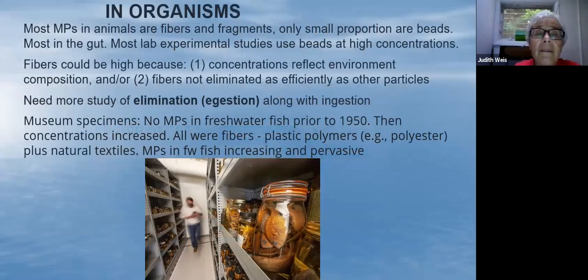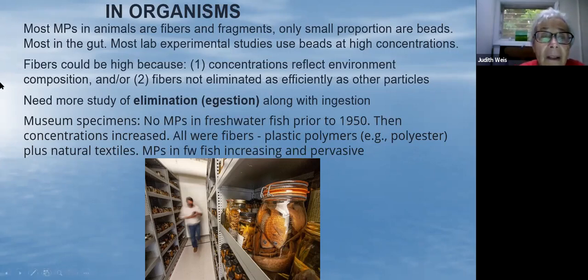Again, in organisms, most of the microplastics in animals are the fibers and fragments, and a very small percentage are the beads. Beads is the same as spheres. And they're mostly in the gut. And most lab experimental studies use beads. This is a complaint of mine about the research in this field, where we find beads are very rare in the environment, but so many studies are still using them in experimental studies in the lab.